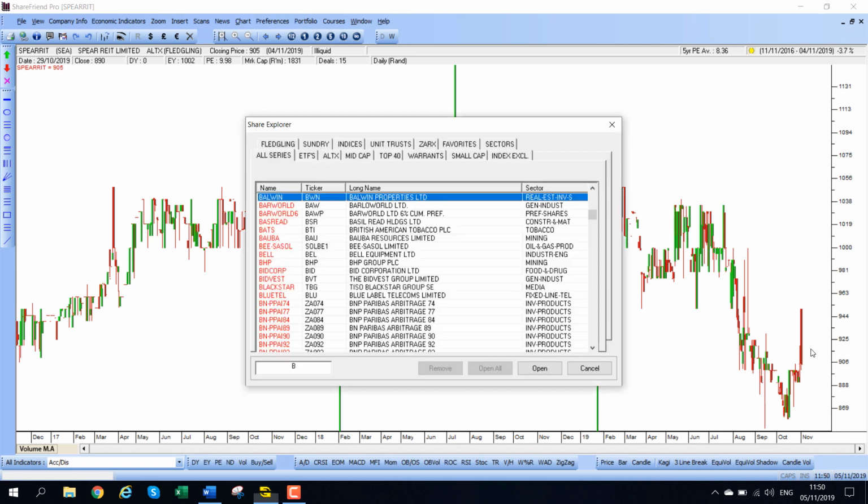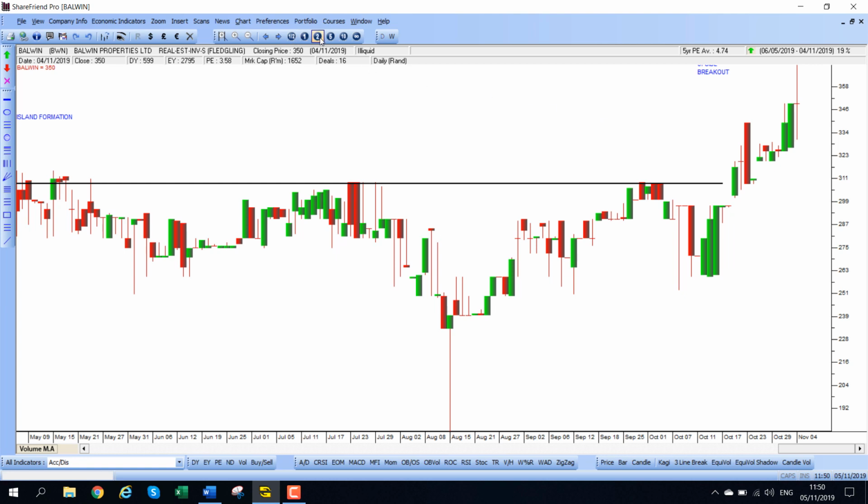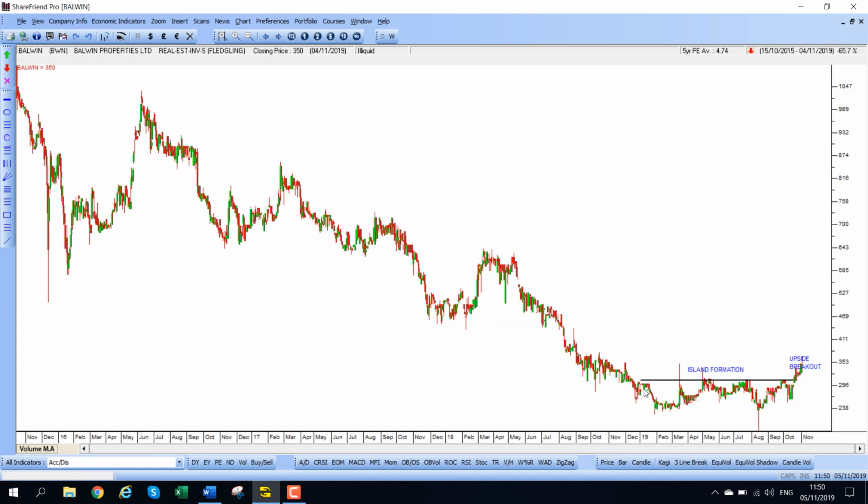And then we wrote an article about this company, Baldwin, and we suggest that you go and reread this article. I'm just going to put 5 years on the screen there. You can see that this company also suffered from a significant downward trend, but has since then formed an island. That island has lasted most of this year, and now what we're getting is a clear upside breakout over here.